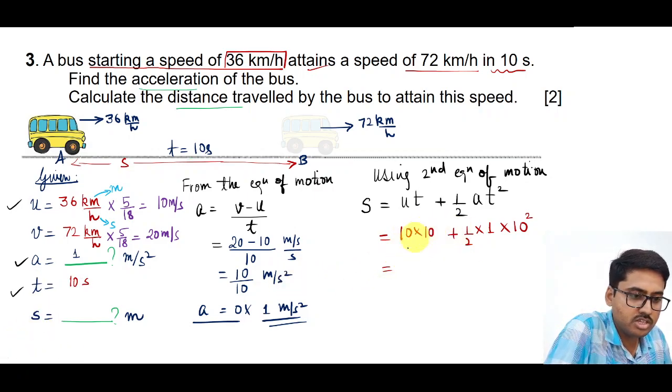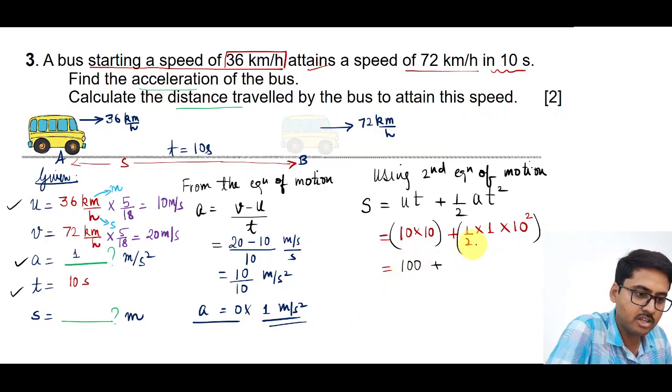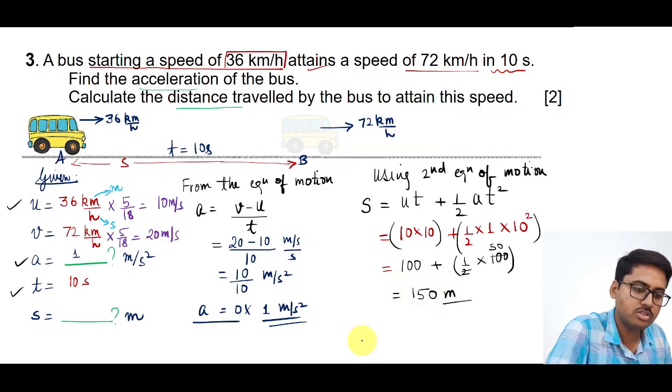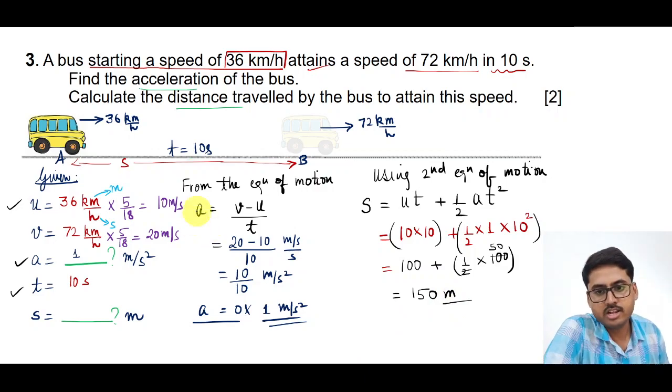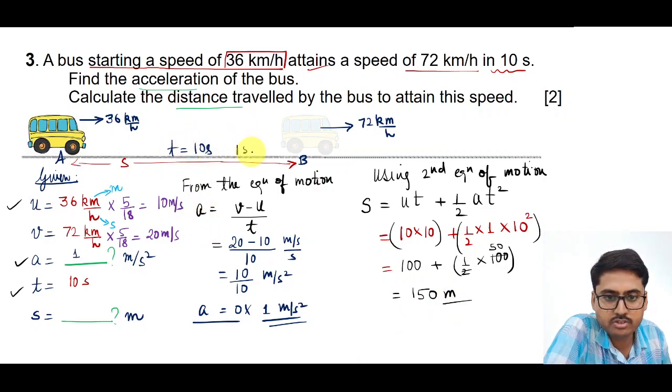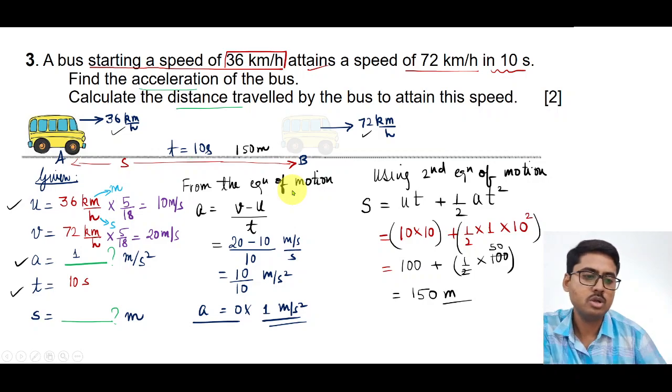So now children need to take care of the bracket over here. This is 10 times 10, which is 100, and this is half into 10 square, which is 100, so this will be 50, and 100 plus 50 will be 150 meters. So this is the answer. It means that the bus actually covers 150 meters to gain the speed of 72 km per hour.